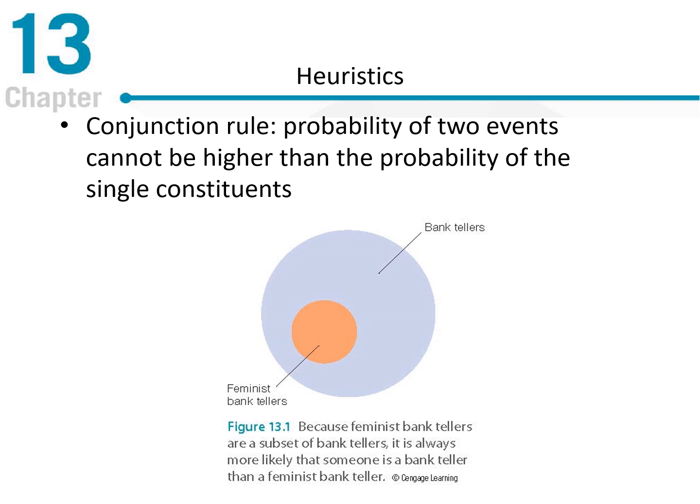Now we move on to the conjunction rule. This states that the probability of two events together can't be higher than the probability of the single constituents making up the two events. For example, here we have bank tellers and feminist bank tellers. Of course, feminist bank tellers are a much smaller subset. Because of that, we can always say that it's much more likely that somebody is a bank teller than a feminist bank teller. But in all, we can't say that the probability of the two events together is higher than the probability of the two single constituents.